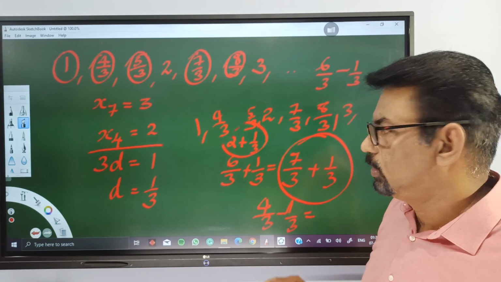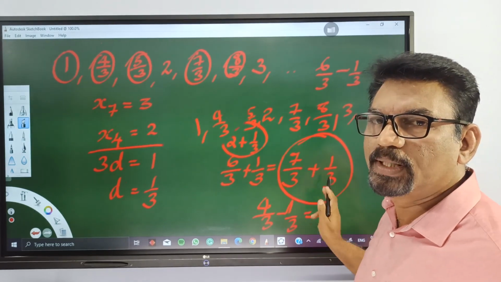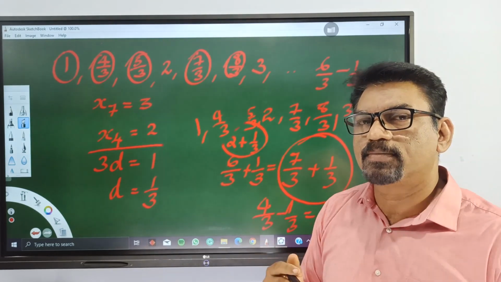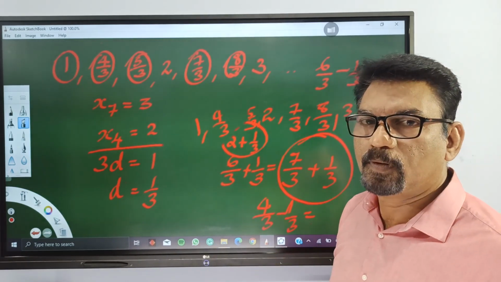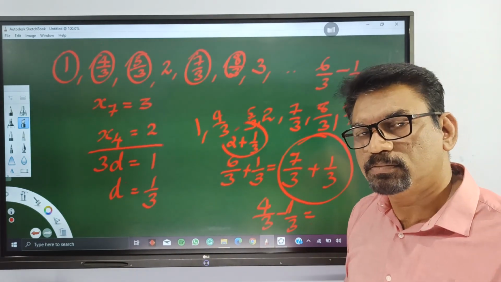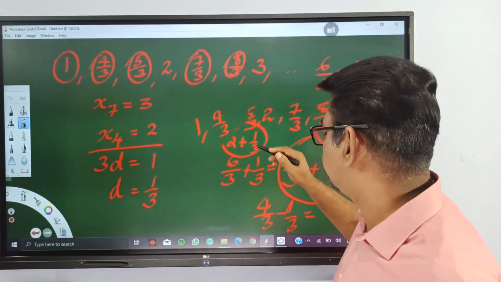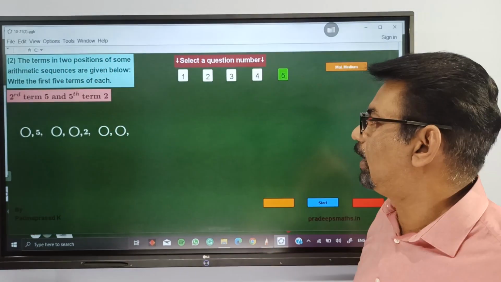Very simple. ഇത് മനസ്സിലാക്കണേ. ഒരേ ഡിനോമിനേറ്റർ ആക്കിയിട്ട് സിമ്പിൾ ആയിട്ട് അപ്പുറം ഇപ്പുറം ആഡ് ചെയ്യാനും സബ്ട്രാക്ട് ചെയ്യാനും ഈസി ആയിരിക്കും. ഓക്കെ, ഇത് മാത്രമേ ഉള്ളൂ. ഓക്കെ, അടുത്തതിലേക്ക് പോകാം നമുക്ക്. അടുത്ത ഇവിടുത്തെ ഫിഫ്ത്ത് പ്രോബ്ലം, ലാസ്റ്റ്.